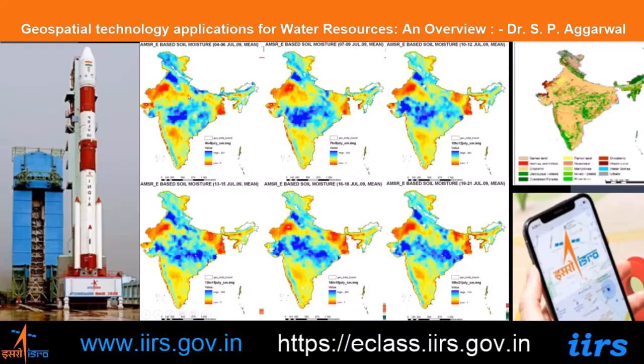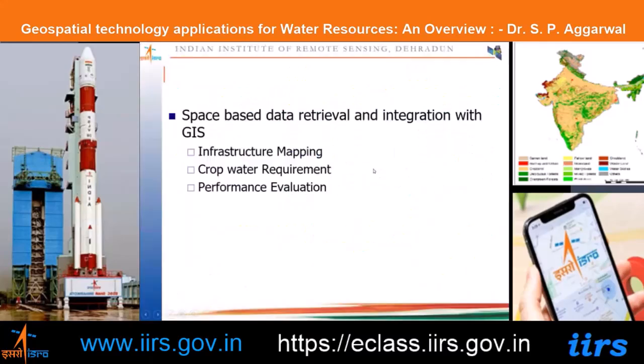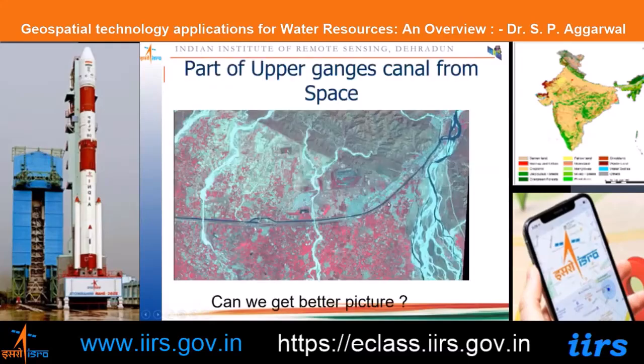Very nice. Or in Gangetic Plain, initially in the month of July, it is not there. But you can see at a later stage, it started giving a lot of soil moisture. In fact, this was 2009, I think it was a drought in this Gangetic Plain. That is the reason why you can see the dry period. Irrigation water management: you get infrastructure mapping, crop water requirement, you can evaluate the performance.